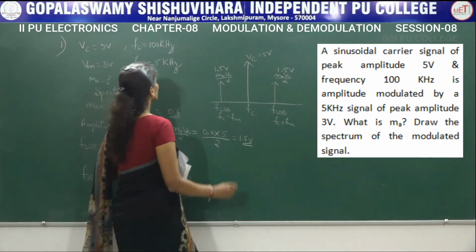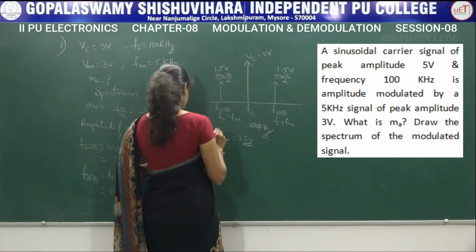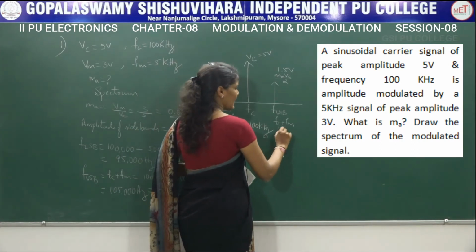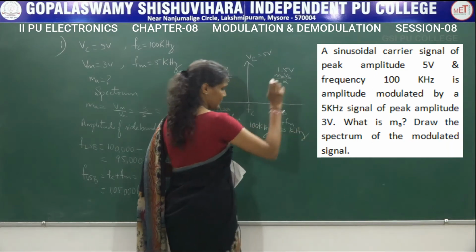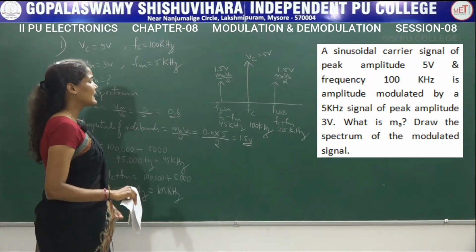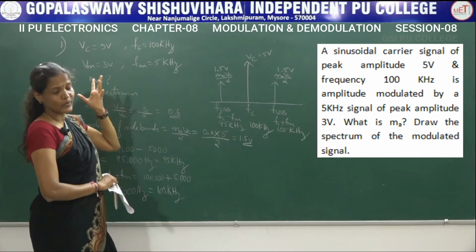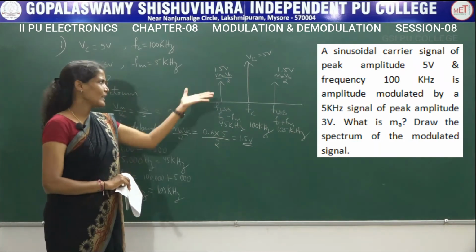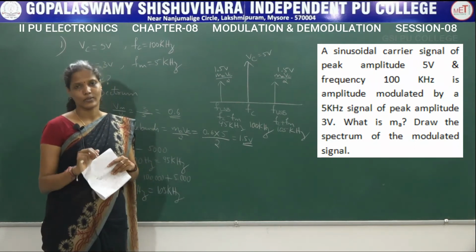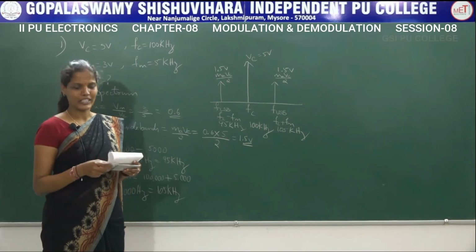So Fc value is 100 kilohertz, Fc minus Fm is 95 kilohertz and Fc plus Fm is 105 kilohertz. This is how you are going to solve the problem. You have to analyze the question and see what is given. In this question they have directly given the frequencies as well as the amplitudes of the two signals, and accordingly find the amplitude and the frequencies of the sideband signals also. Clear? Now we will move on to the last problem of this amplitude modulated signal.